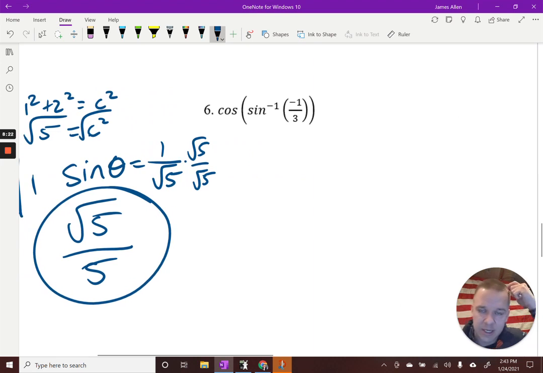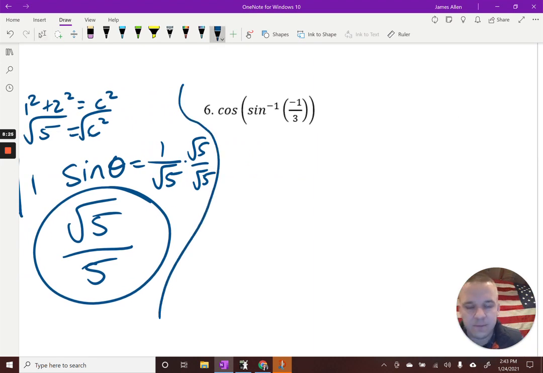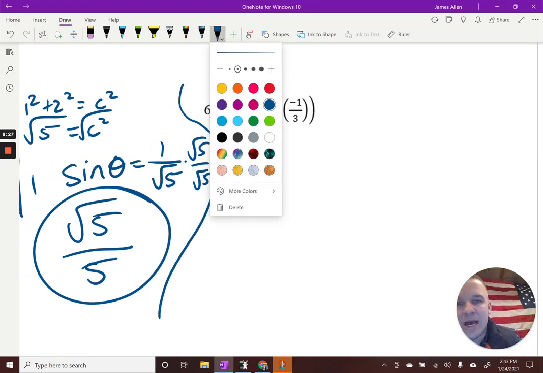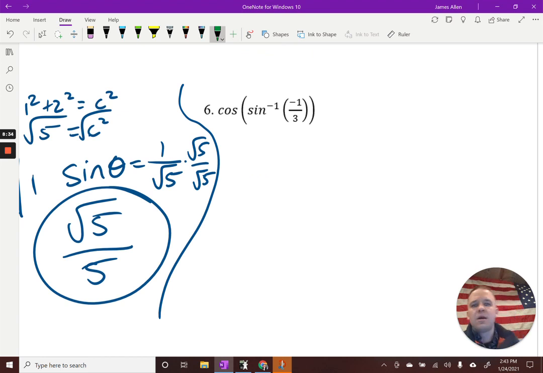Now let's take a look at number 6 here. For number 6, now this blue is getting monotonous here. I'm going to go with a little green. Green is my favorite color. Jot that down. That's important.